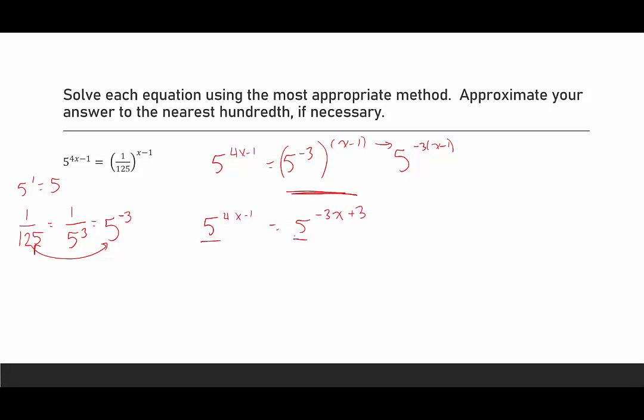Now that I have the same base, I can look at just the exponents. 4x minus 1 equals negative 3x plus 3. And then I'm going to add 3x to both sides, and add 1 to both sides. I end up with 7x is equal to 4. Divide both sides by 7, and we get x is equal to 4 over 7.